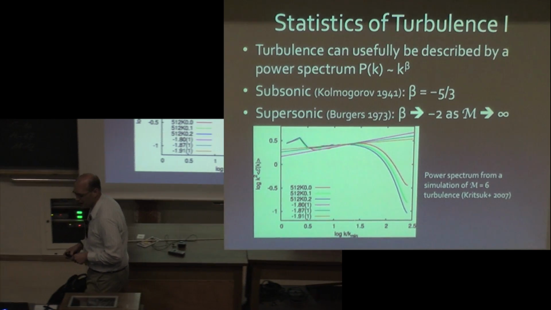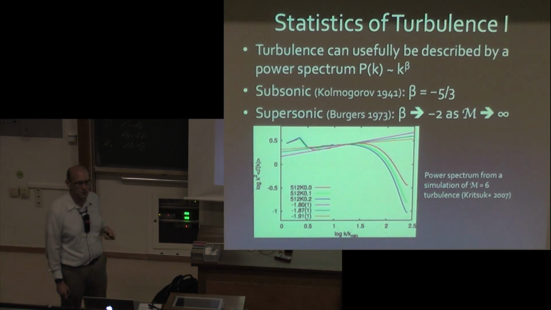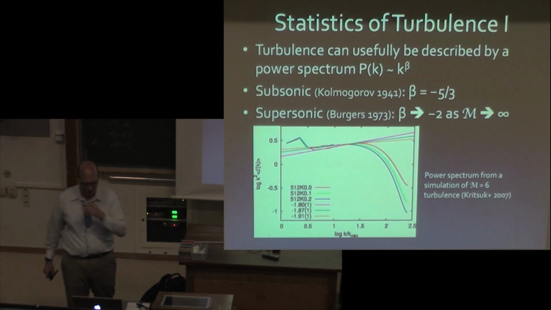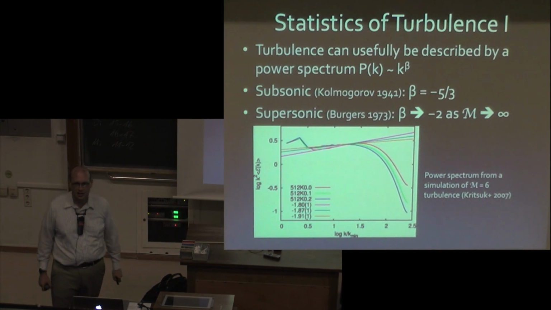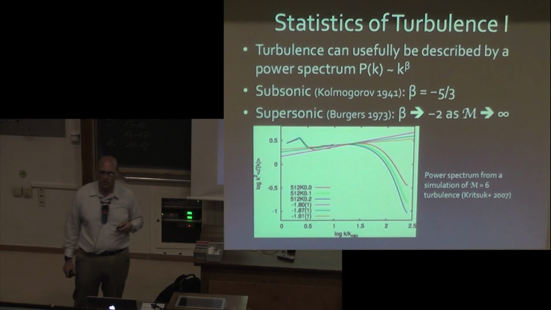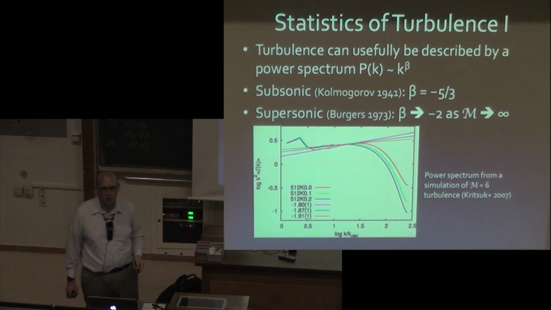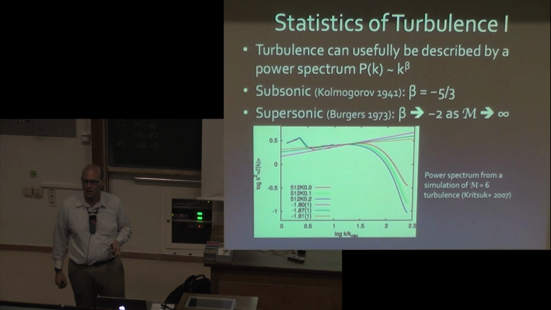Turbulence can be described in many ways with many statistical techniques, but one is with the power spectrum. The power spectrum tells you how much power there is at different size scales. It's normally a power law, P(k) proportional to k to the power beta. For subsonic turbulence, you probably know the famous Kolmogorov scaling, where beta is -5/3. For supersonic turbulence, it turns out you get about -2.